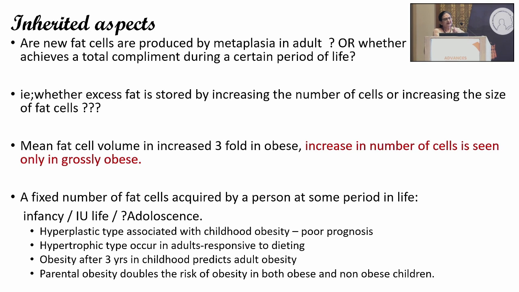Mean fat cell volume increases 3-fold in the obese, but increase in the number, that is hyperplasia of the cells, occurs only in the grossly obese. A person is born with a set number of cells, which is acquired during intrauterine life, infancy, or adolescence. In intrauterine life, the problem is when maternal obesity, gestational diabetes, or macrosomia is there, the baby acquires a large number of cells. That is hyperplasia of the cells, and the child will have childhood obesity and adult obesity, very difficult to manage. But when a person acquires weight later in life, it is mainly because of hypertrophy, which is amenable to reduction by weight loss.